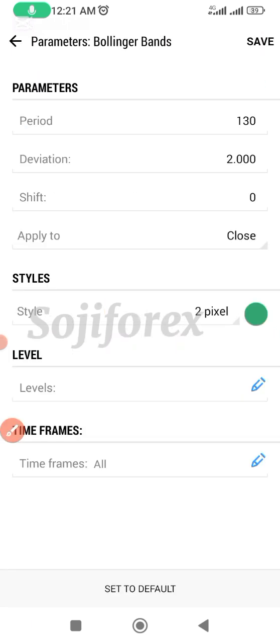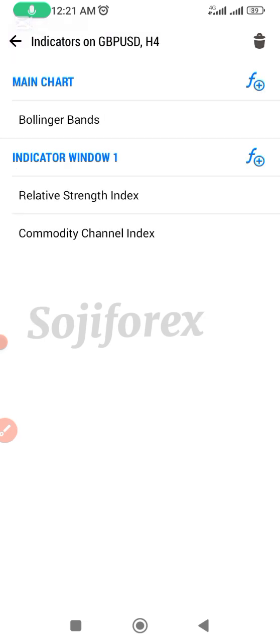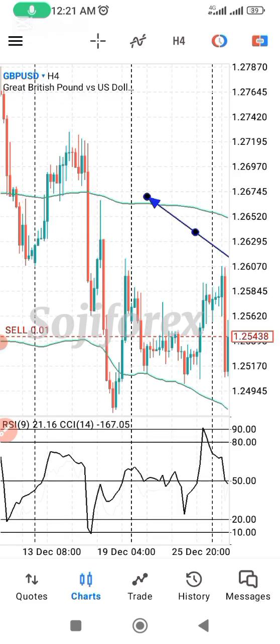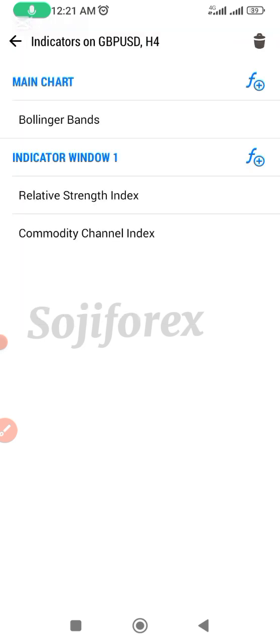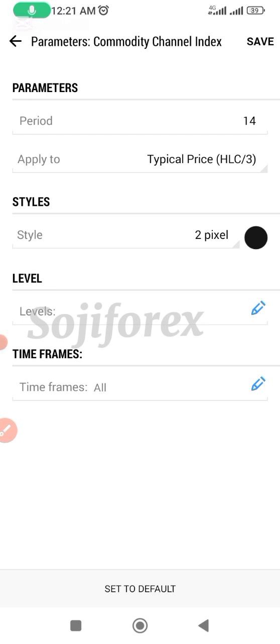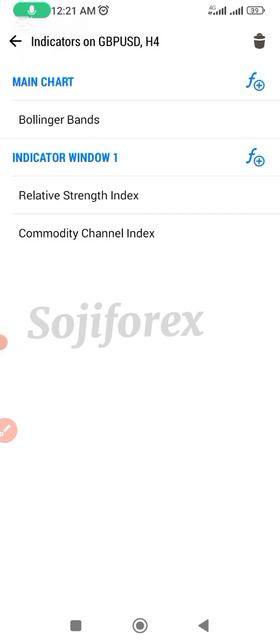And you are wondering, this is the setting for the indicator. Bollinger Band, the period is 130, deviation is 2.0, the shift is 0, and you apply it to close. And once you have done that, this is our relative strength index. The period is 9. Just take a screenshot of this and you do the setting on your own.